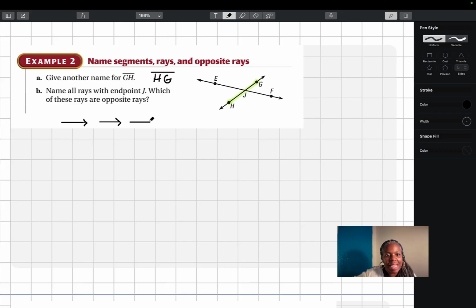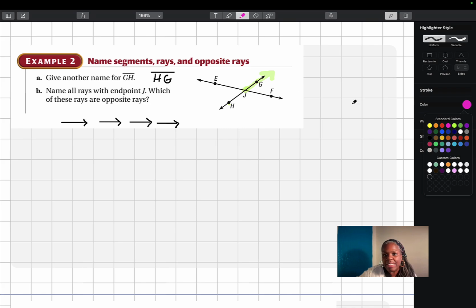So as I look at this, I see that there are 4 rays emanating from point J. 4 rays. Follow with me. A ray has a start point and then it goes on and on in one direction, if you remember from your definitions from your vocab. And so I'm going to highlight the 4 rays that we're about to name. So we have 1, 2, 3, and let's get this 4th one. There we go. We've got 4 rays.